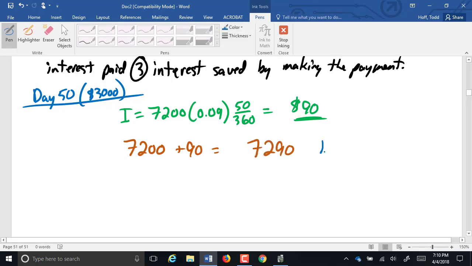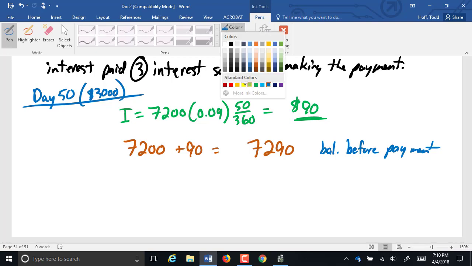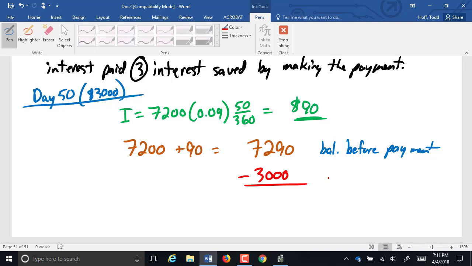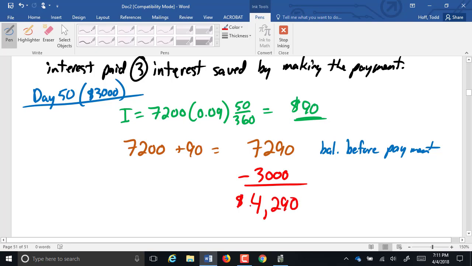That is the balance before payment. So we've got $7,290. We're going to subtract the payment of $3,000, correct? At day 50, that's what the balance is. Yes, and he's paying $3,000. So the balance goes down to $4,290. That is the balance after the payment.